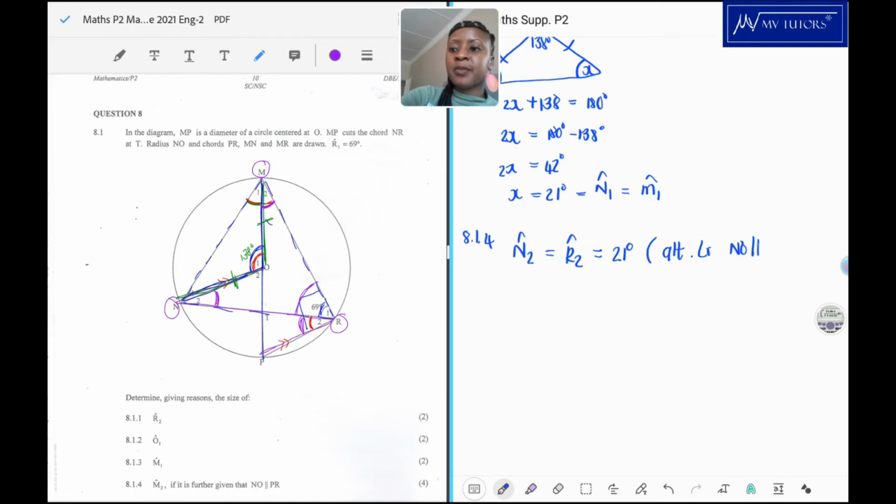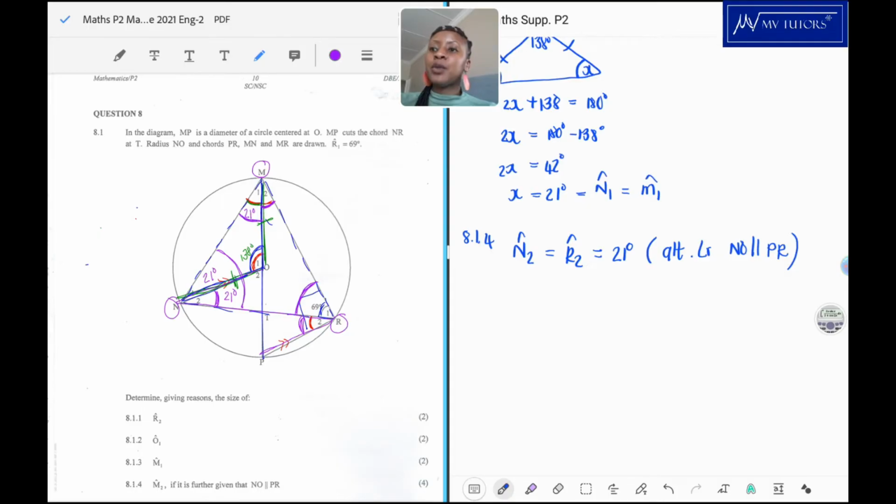and which lines are parallel: NO is parallel to PR. So now I know N2 is 21 degrees. Then I know that N1, which we previously calculated, is also 21 degrees. So now I have the full N. I have the full N, I have R, and I also know that M1 is 21 degrees.